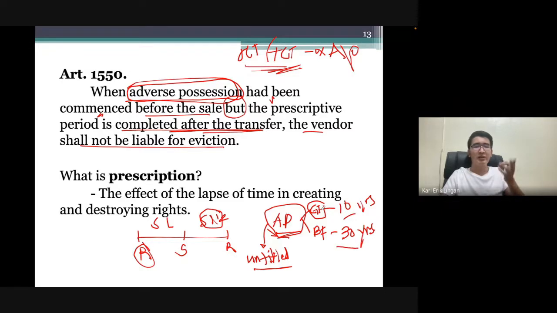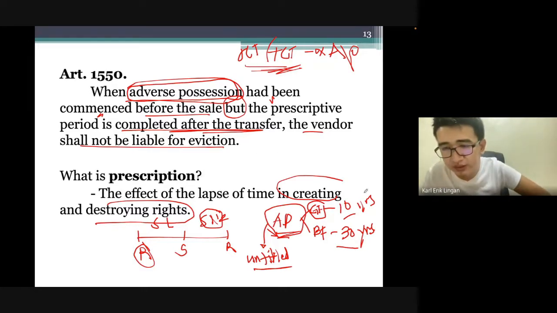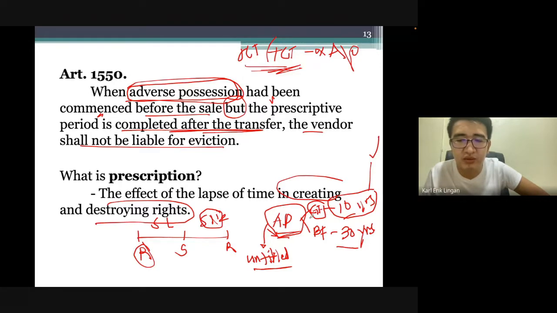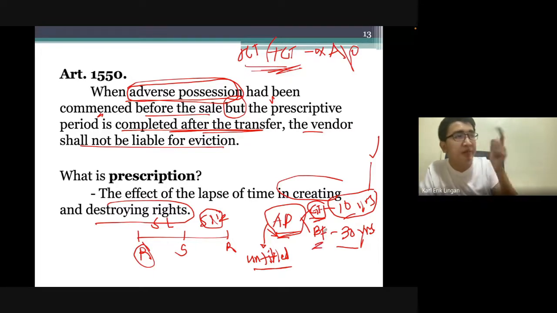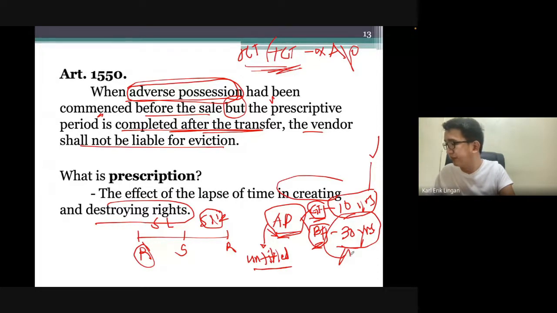Ang prescription, as what is described here, it has the effect of the lapse of time in creating or destroying rights. Okay? Meaning, kapag nakompleto mo itong 10 years, then you have the right over the land because you have adversely possessed it for 10 years, provided it is in good faith. Pero kung bad faith, meaning alam mo na may ibang taong nagmamay-ari dyan, you are aware, ever since na inoccupy mo yan, aware ka, then you are in bad faith. You have knowledge. Therefore, ang prescriptive period mo is 30 years. Matagal-tagal ang prescriptive period. Okay? That is adverse possession and prescriptive period. Okay, I hope this is clear.